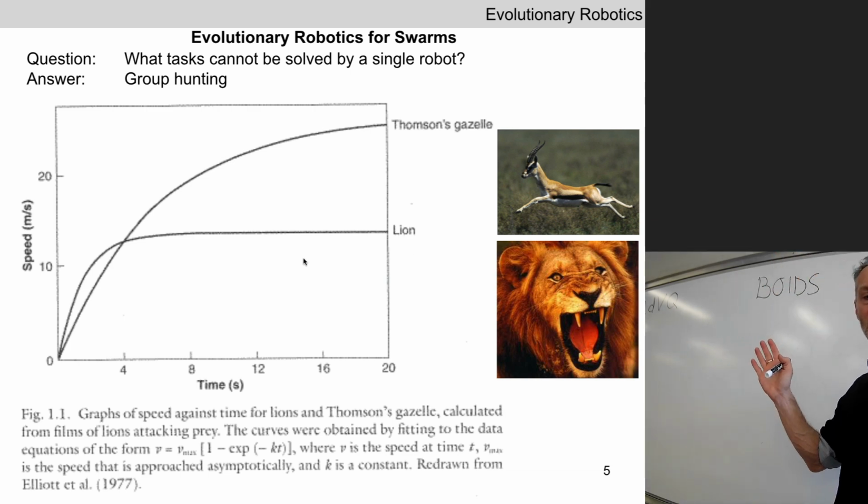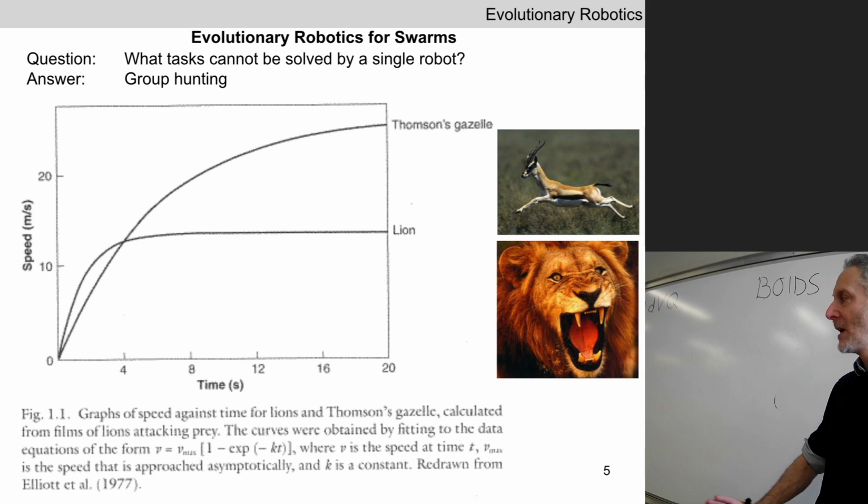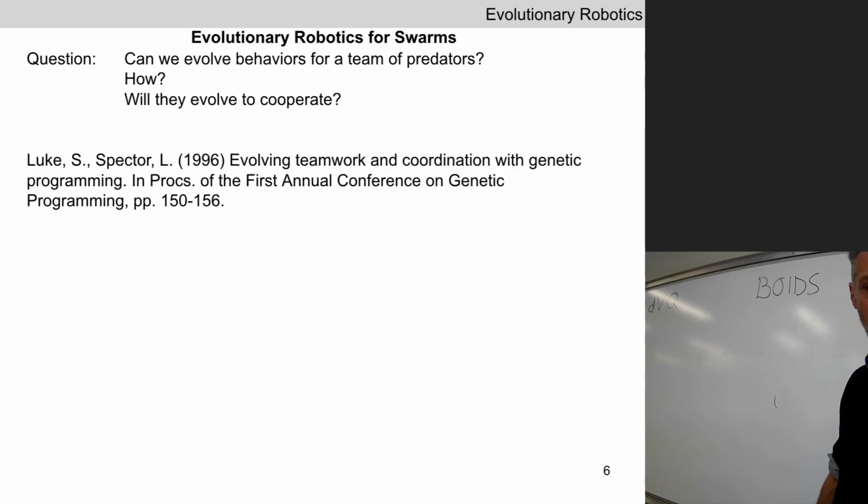There are opportunities to be a more successful hunter if you hunt in packs, but you've got to solve a bunch of other problems in order for all of this to work. You've got to find some other lions that also want to hunt in packs. You've got to assume that these lions are going to be trustworthy and they're going to do what you expect them to do, and so on and so forth. So how do we get robots to do that?